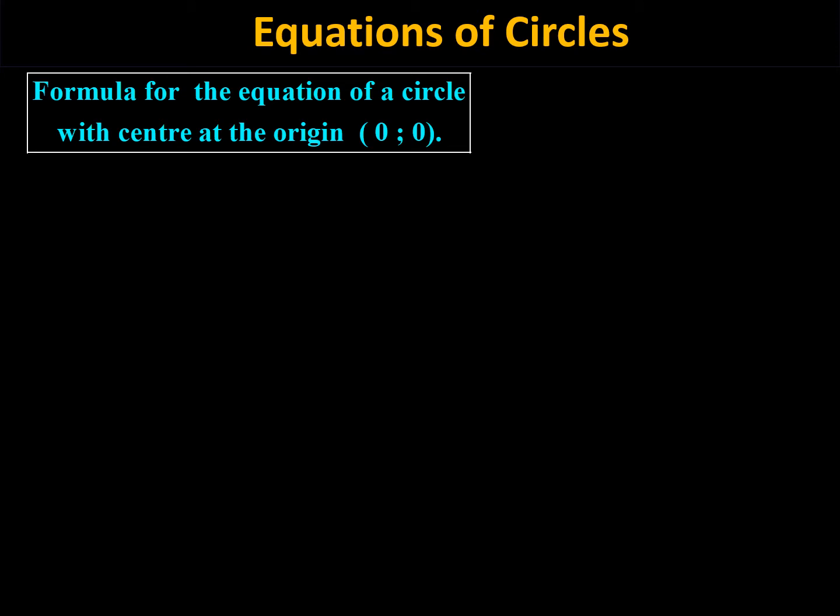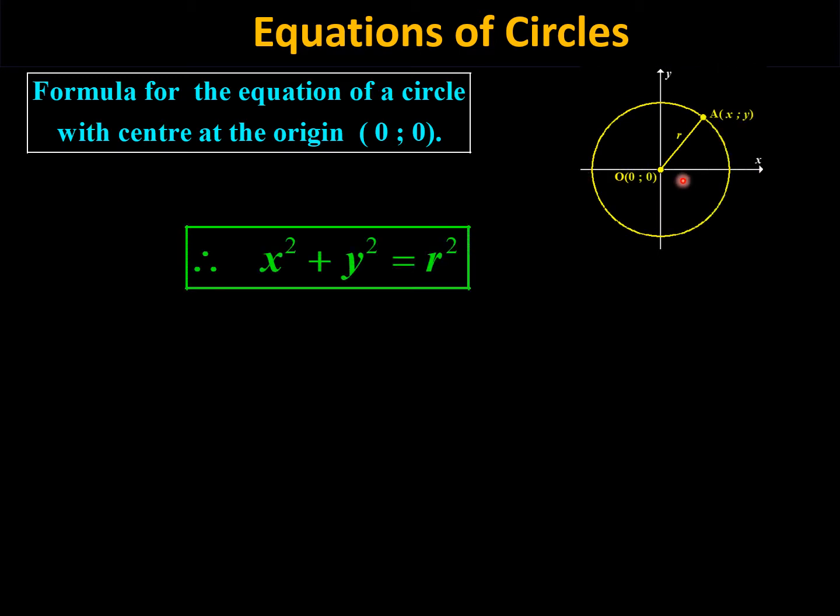First of all, we have the formula for the equation of a circle with center at the origin. There's the circle and the center is at the origin, and that formula is x squared plus y squared equal to r squared, where r represents the radius.